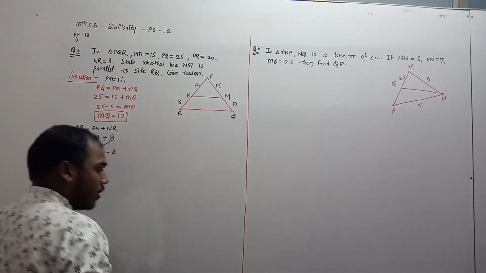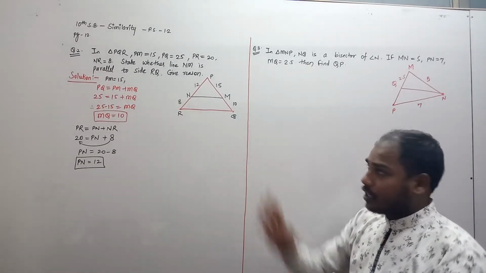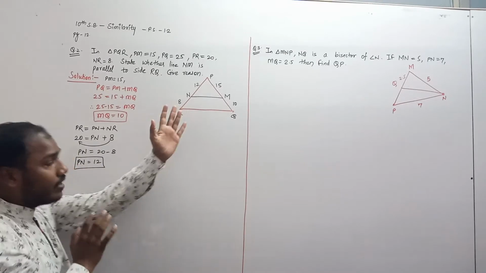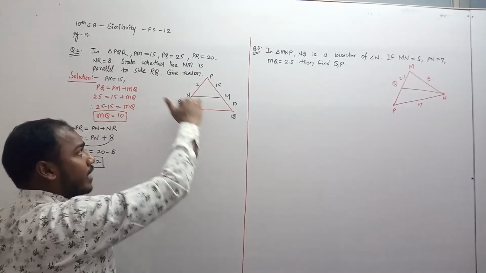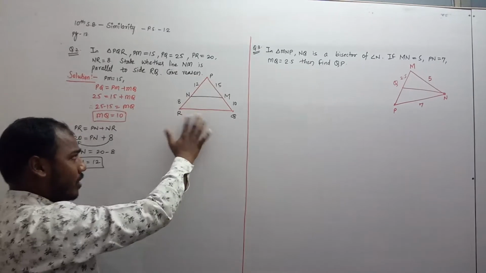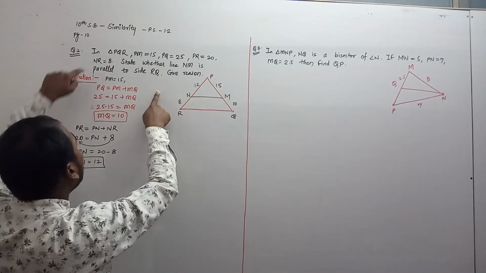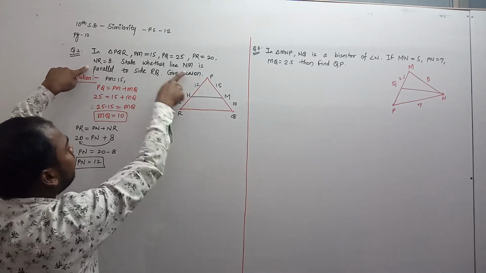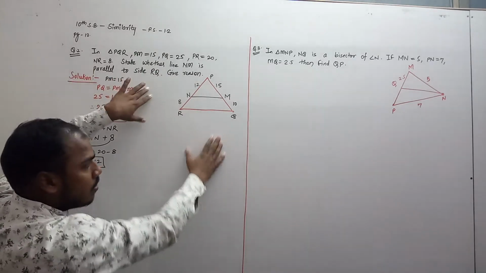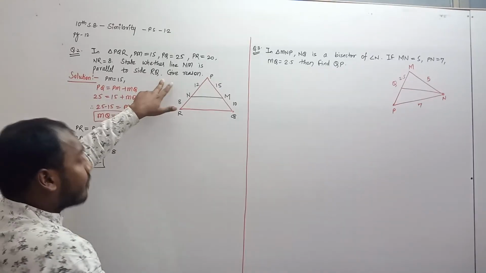See, this diagram works like a BPT theorem diagram. This is a triangle, and NM is a line which looks parallel to RQ. We have to state whether the line NM is parallel to QR or not. To prove this, we have to write the reason also.